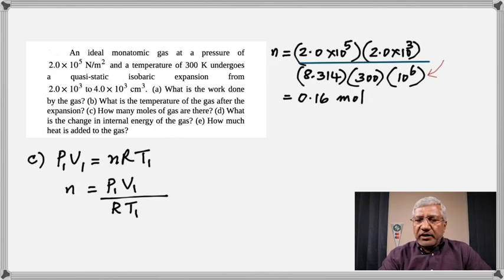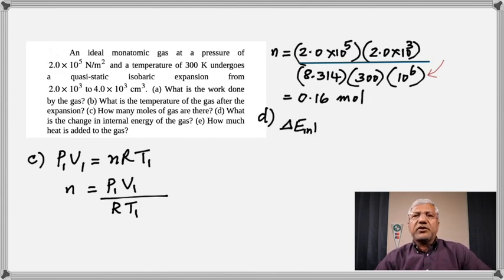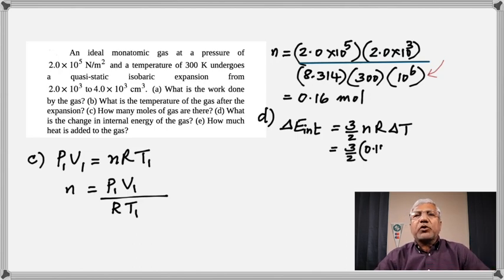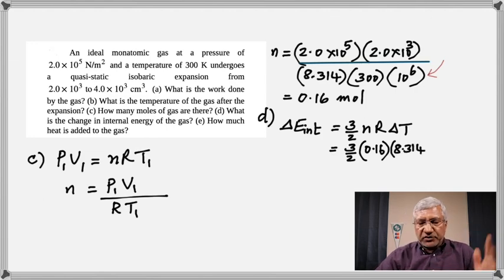And then the D part. What do we have to find? What is the change in internal energy? Go back to the first law of thermodynamics. And also remember that change in internal energy is 3/2 nR delta T for a monoatomic gas. Because of 3 degrees of freedom, that's why we have that number 3.